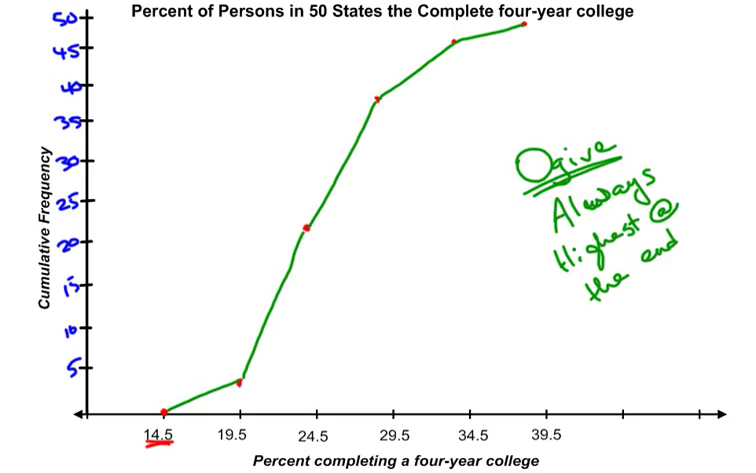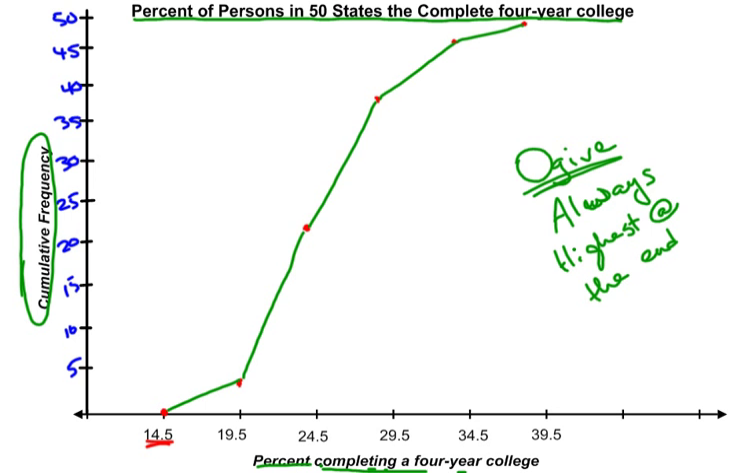Notice again, though, I do have the same things we've put on all of them. I've got a title. Now my vertical axis is the cumulative frequency, not the frequencies. And my x-axis, or my horizontal axis, is still representing the percents completing a 4-year college. Same information, just presented differently.